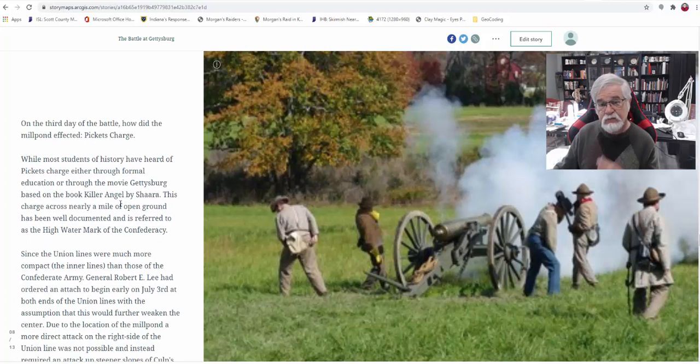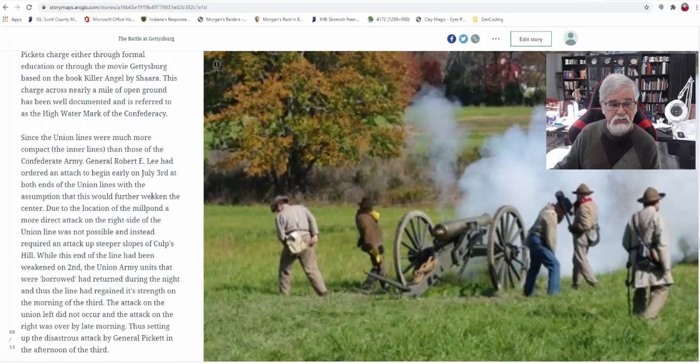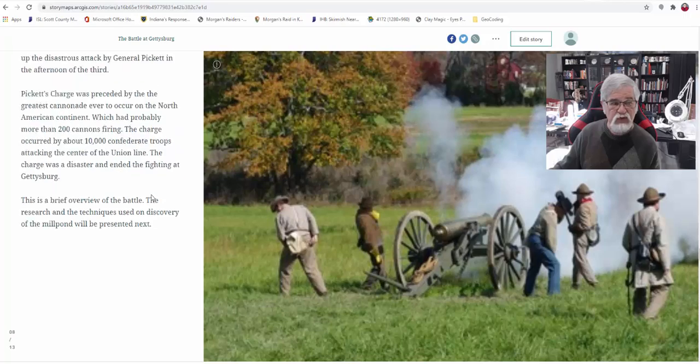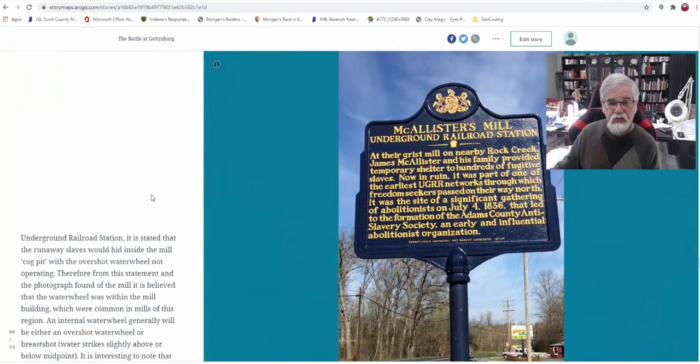On the third day, there was an attack again on the right end of the Union line before the cannonade occurred, before Pickett's charge, and this is just showing some reenactors firing a cannon at the Gettysburg battlefield. And again, we give you a lot more detail of what happened.